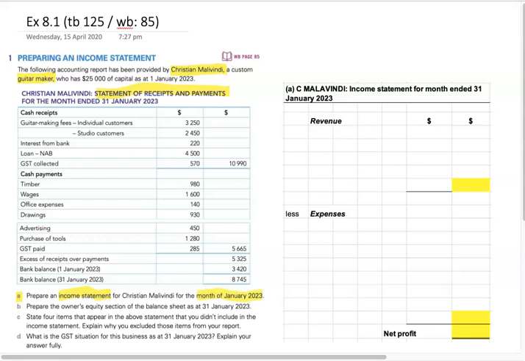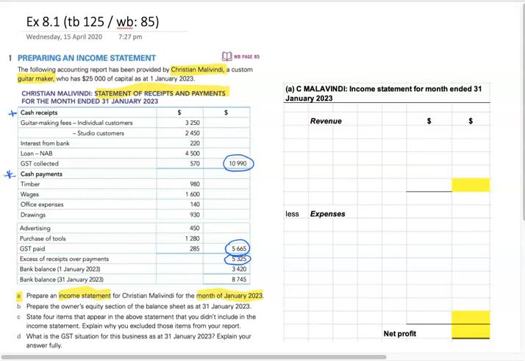So we're going to look at this statement of receipts and payments, which, remembering, is telling us all the cash receipts, so cash that has come into our business, and all our cash payments. And we're going to use this information to try and make an income statement. Now, if we look at this, did we make cash in this month? We did. We made $5,365 of cash because we made $10,990 of total receipts, and we paid $5,665. So we made more cash than we paid.